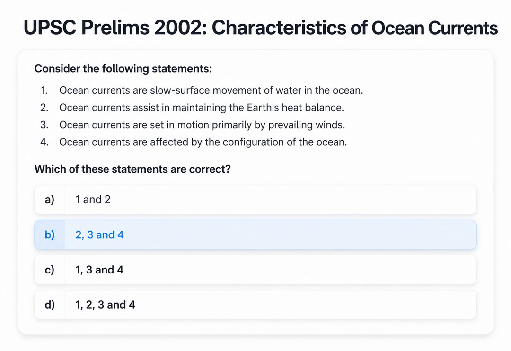No. As we just learned, they can reach up to 9 kilometers per hour, and cold currents often flow below the surface. Therefore, statement 1 is incorrect, making the right answer 2, 3, and 4. This continuous flow of water is just one way the ocean moves. Next, we will examine the vertical movements driven by celestial bodies, known as tides.